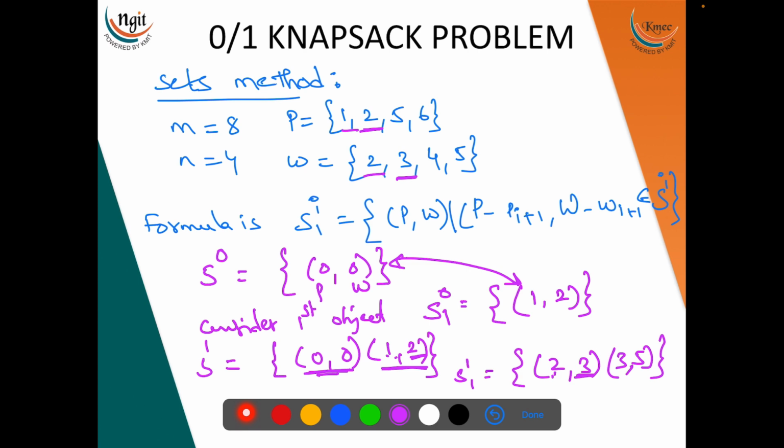Now S2 set is equal to the merging of these two, S1 set and S1 dash set. Now that is 0 comma 0, 1 comma 2, my first object is placed, 2 comma 3, my second object is placed, 3 comma 5, I placed 2 objects. This is my S2. Okay, now we'll place the third object.